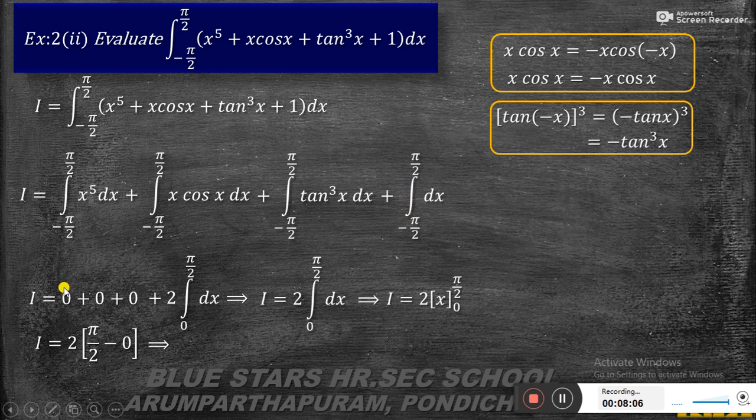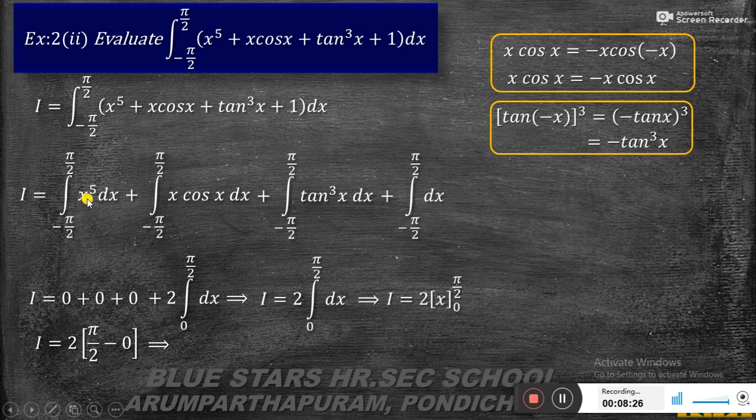In the next step, you see, here this x power 5 is an odd function, because minus x power 5 is minus of x power 5, so the minus sign will come. Because the power is an odd number, x power an odd number is an odd function.